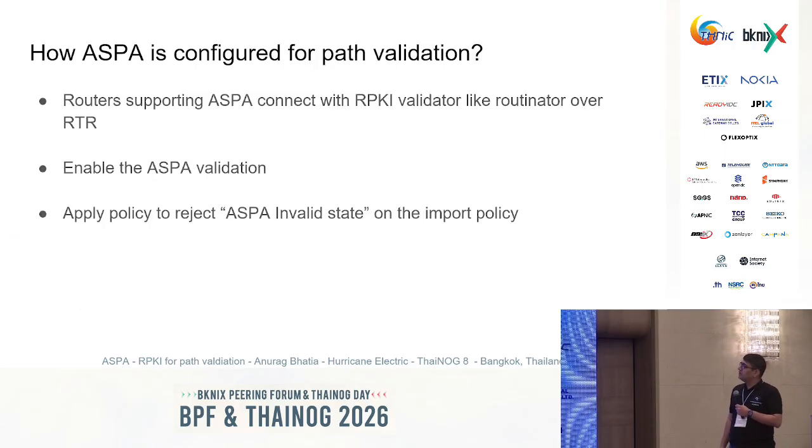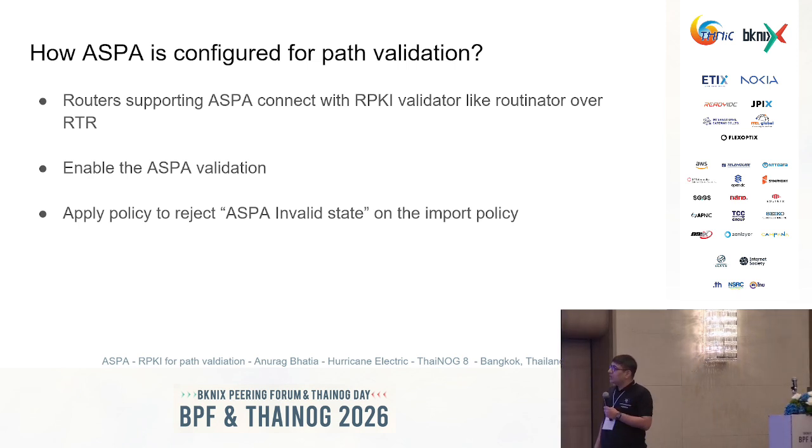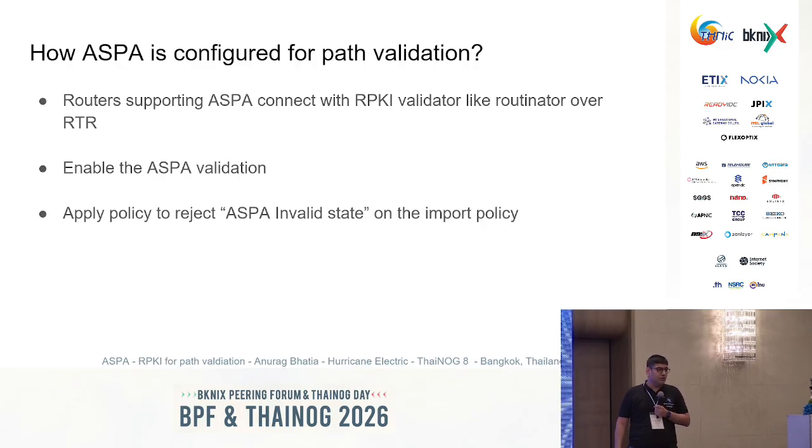So how is ASPA configured for path validation? Well, routers supporting ASPA are supposed to connect with the Routinator or the RPKI software. You can pick any other than Routinator, Krill, or a bunch of others. Then you can enable the ASPA validation, and then you apply the policy. The exact config for now is largely unknown because vendors have yet to support it. But once it is supported, you can expect it to be a very similar mechanism to that of RPKI ROV due to the nature of these deployments.